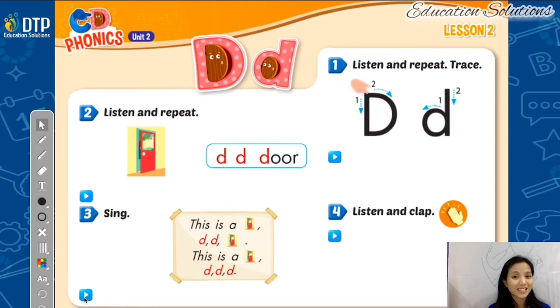Well done. Let's sing it one more time. 3. Sing. This is a door. Door. This is a door. This is a door. Door. This is a door.